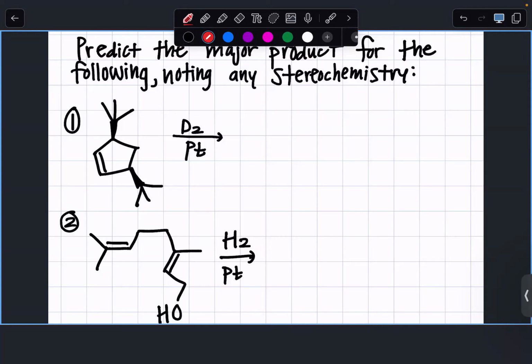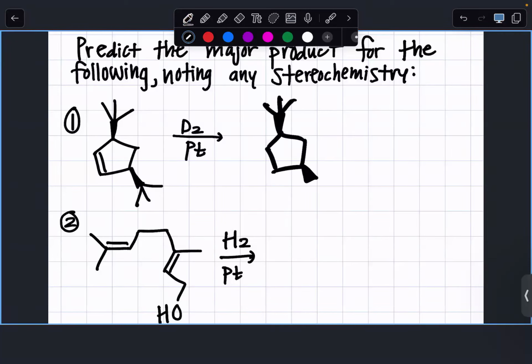Okay. So where would the deuterium ions add? Which face? The top face or the bottom face? Yep, the bottom face, because it has less steric hindrance. And they both have to be dashes because this is syn addition.